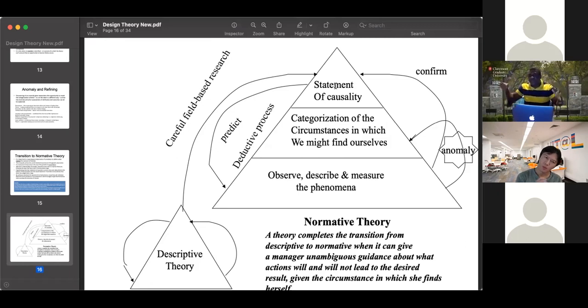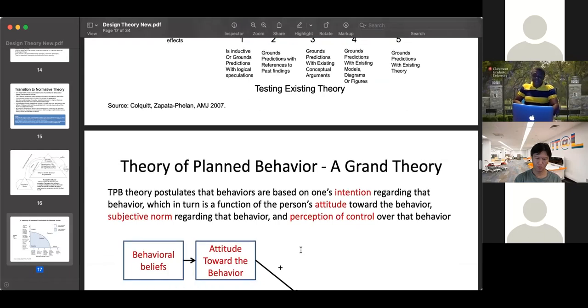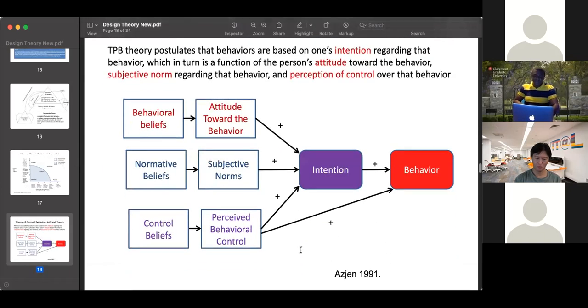Maybe it works well in the US. It can predict things accurately in the US, but not outside the US, or it can predict something accurately during springtime, but not in winter, you know? So this statement of causality is very, very necessary if you have to have a normative theory, which is not an easy thing. So guys, we have to stop here.